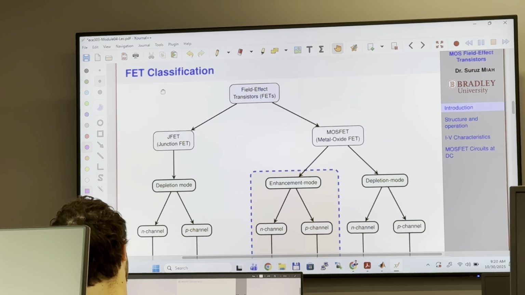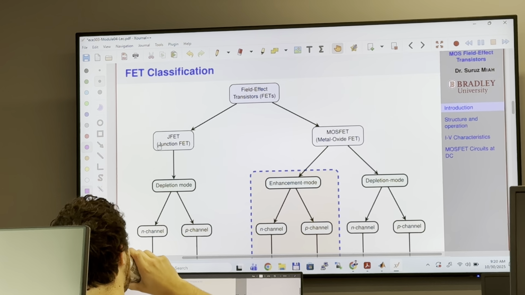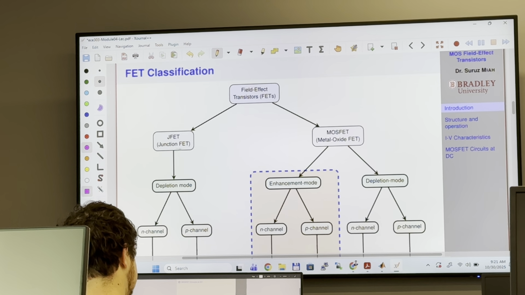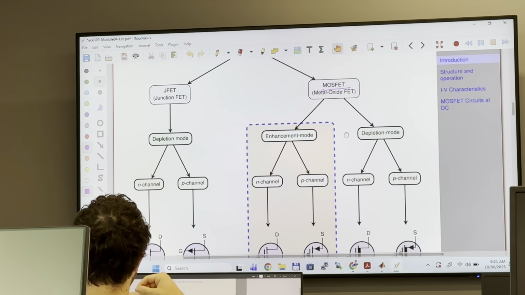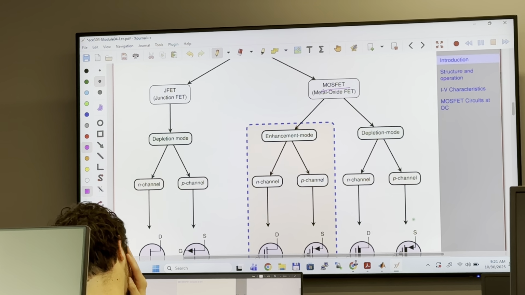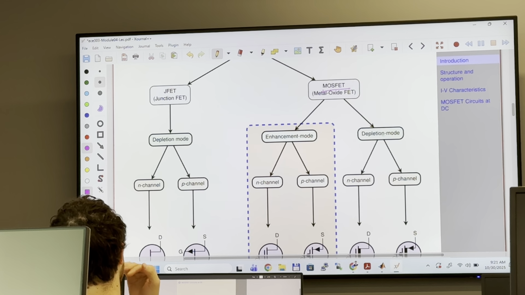Field effect transistor classification. Field effect transistors are mainly classified into two different categories. One is called JFET, junction field effect transistor. The other category is MOSFET, metal oxide. I'm going to go through why it is called metal oxide in a moment. And then this MOSFET operates in two different modes. One is called enhancement mode, and the other one is called depletion mode.